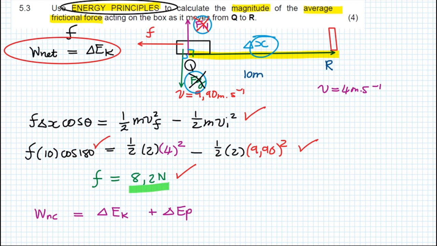Now, when we look at the object once again, we can see that there's only one force acting on the object that is doing work, and that is the friction force. So since the friction force is a non-conservative force, we know that the work done by the non-conservative forces is equal to the work that is done by friction. So we can expand that part of the formula.